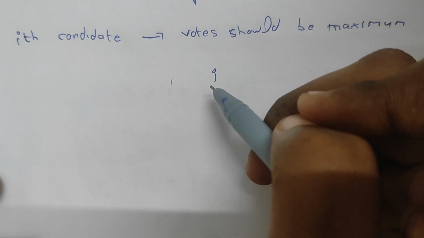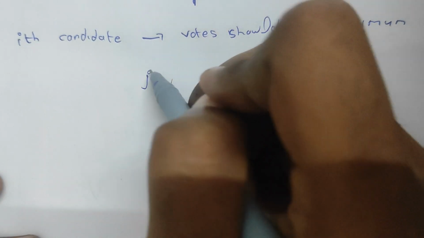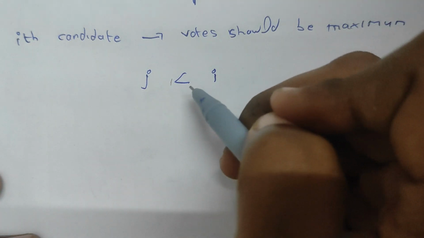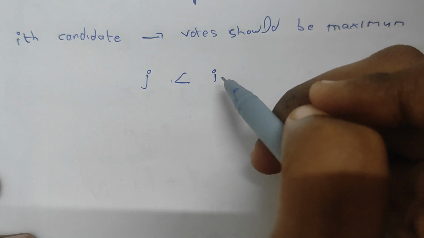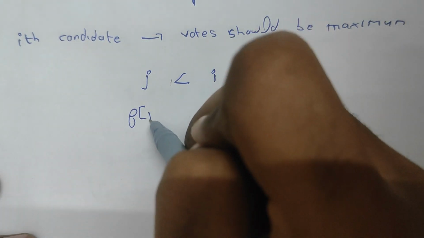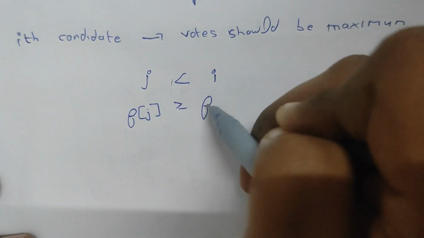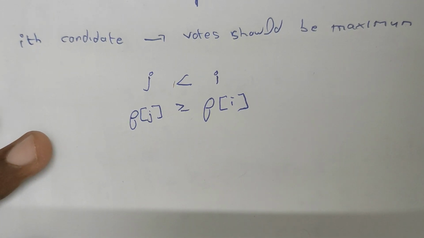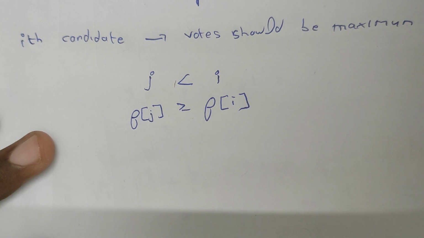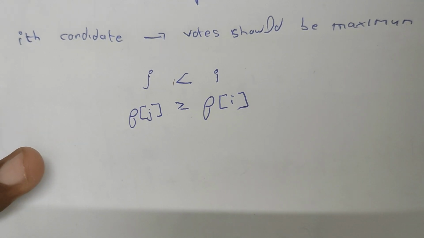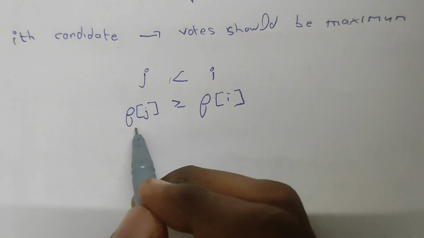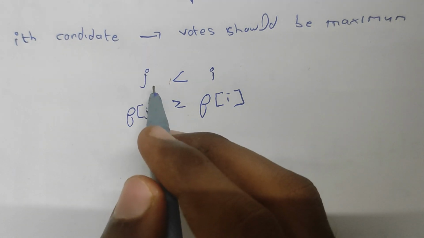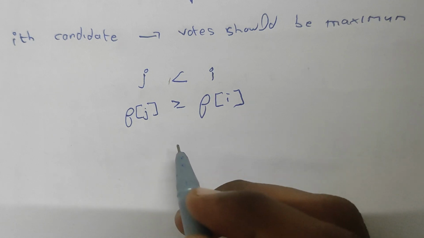In the first case, there is some candidate J such that J is less than I, and f of J is greater than or equal to f of I. So in this case, there is a candidate J less than candidate I such that f of J is greater than or equal to f of I. In this case, we need to exclude this particular candidate, since here the number of votes for this particular candidate is clearly larger, right?